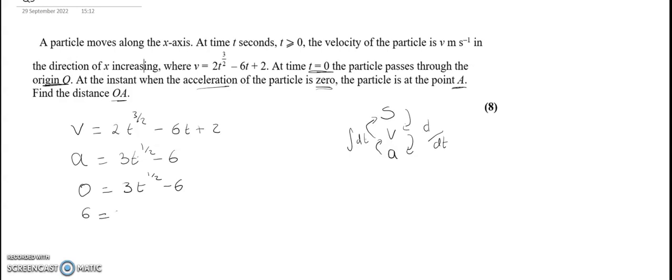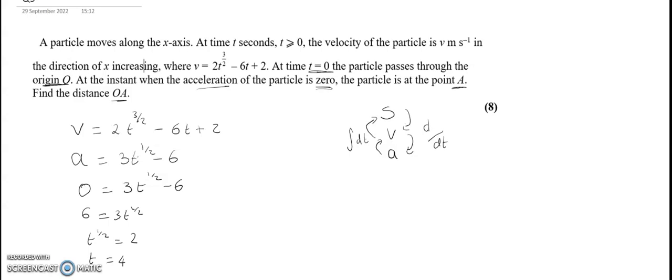So 3t to the half minus 6 is equal to 0. Let's take the 6 over, divide by 3. And so t to the half, which is square root of t, equals 2. So therefore I'm going to square both sides to get t equals 4. And up until this stage, if you did this much, this was already worth 4 marks.